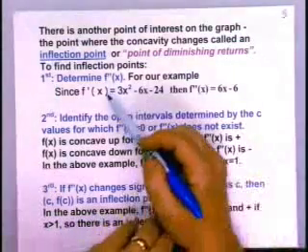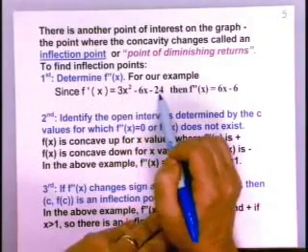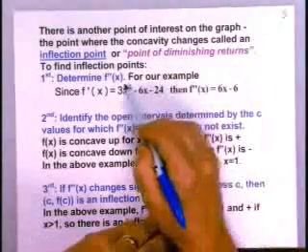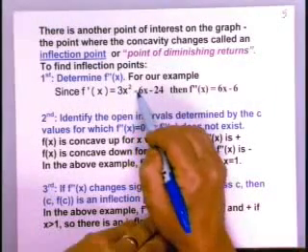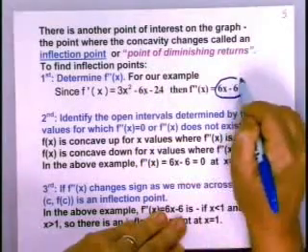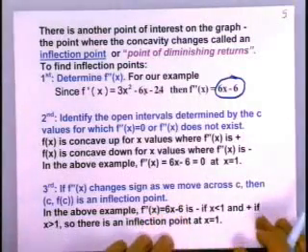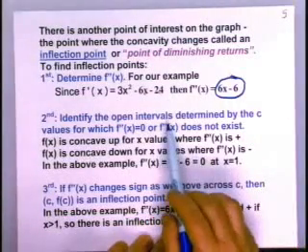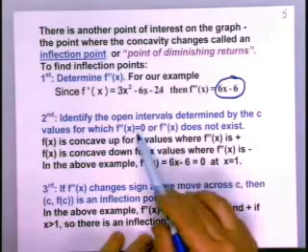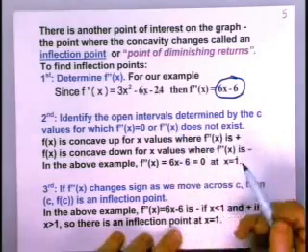So for our example, the first derivative was 3x squared minus 6x minus 24. So the second derivative would be, bring the 2 around, 6x minus 6. And remember, the derivative of 24 is 0. So 6x minus 6 is the second derivative. Next, you would identify the open intervals determined by the c values for which the second derivative is 0 or the second derivative does not exist.